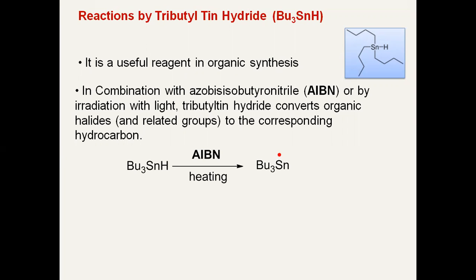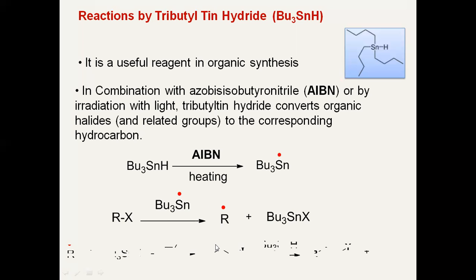This is what the first step is: initiation, which involves the generation of reactive tin hydride or tributyl tin radical by AIBN. Then that radical will react with alkyl halides, remove the halogen, and generate an alkyl radical. That alkyl radical further reacts with any alkene.